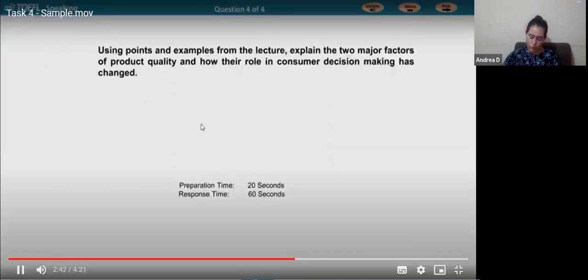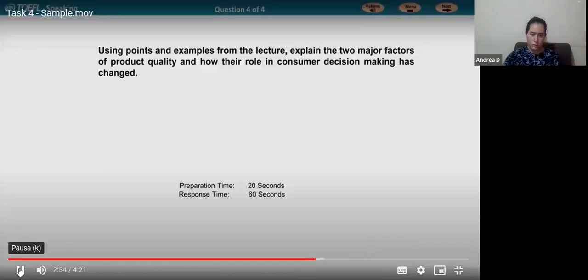Using points and examples from the lecture, explain the 2 major factors of product quality and how their role in consumer decision-making has changed. Begin to prepare.